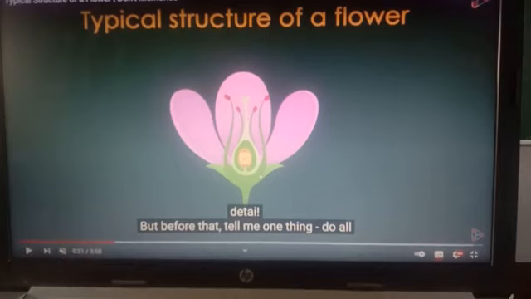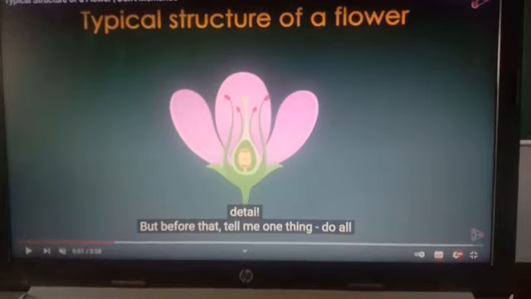Above the thalamus, the green colored part is called the calyx. And this bright colored part of the flower is called the corolla. These two parts, the calyx and corolla, do not take part in the process of reproduction, and because of that they are called the non-essential parts of the flower.